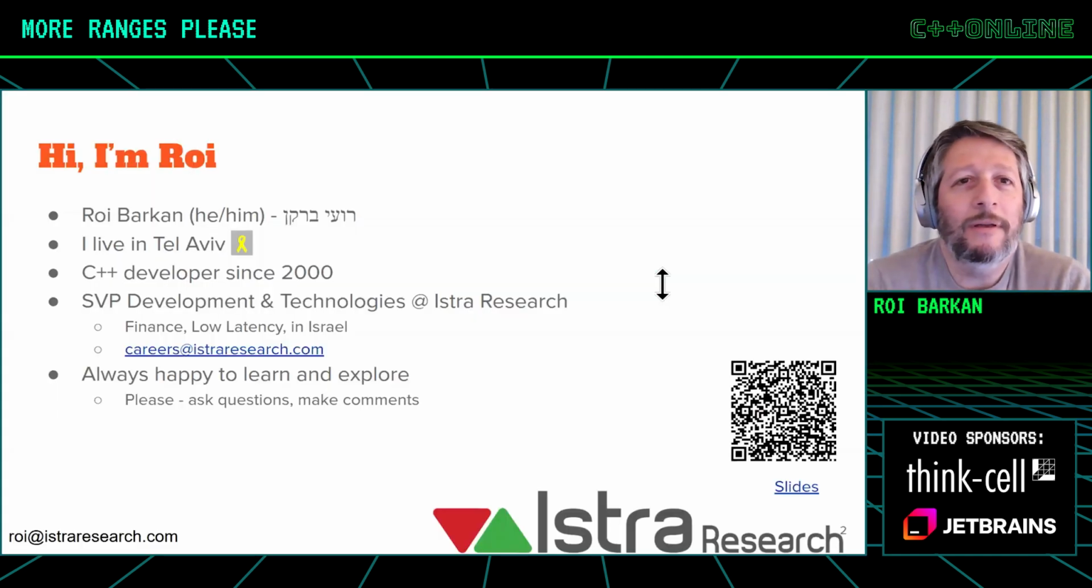So, as I mentioned, my name is Roi. It's actually pronounced Roi Barkan. I live in Tel Aviv in Israel. I've been doing C++ for quite a long time now, and for the last 30 years or so, I've been working for a company in Israel called Isra Research, where we do high-frequency trading, low-latency trading. Isra Research is always looking for good talent, mostly in Israel. And I'll be happy to work with you and share experiences.